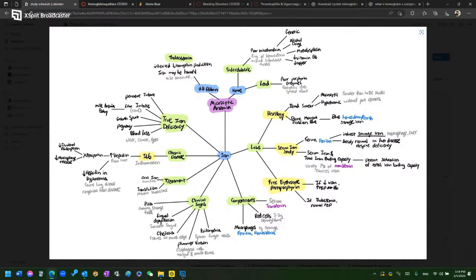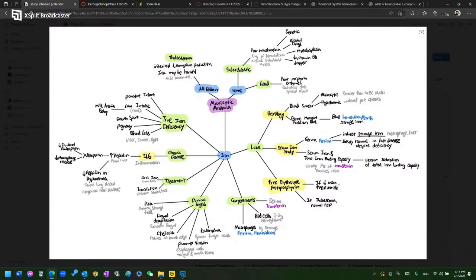It could happen because you're using up your iron really quickly. You're growing really quickly, either in a growth spurt or a pregnancy or menstrual cycle, losing blood. That can also happen through cancers. So, yeah. You could be losing blood, pretty much. I guess that's the only big one for iron deficiency.